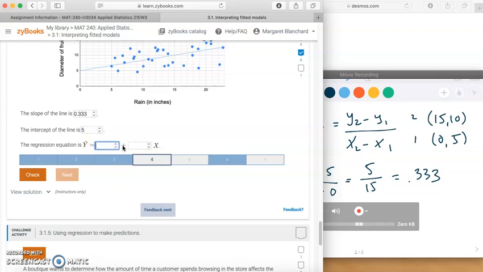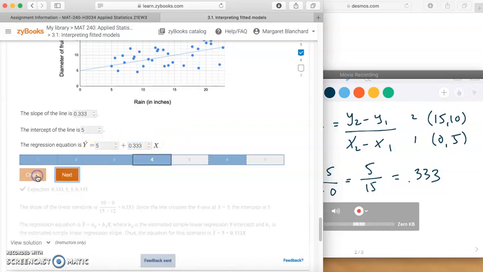So the intercept is going to be 5, and you can tell which one goes where because remember your slope is multiplied by your x, and your intercept is just added or subtracted depending on if it's positive or negative. So here we're going to put 0.333 times x, and then we have plus 5. So let's go ahead and check our answer.